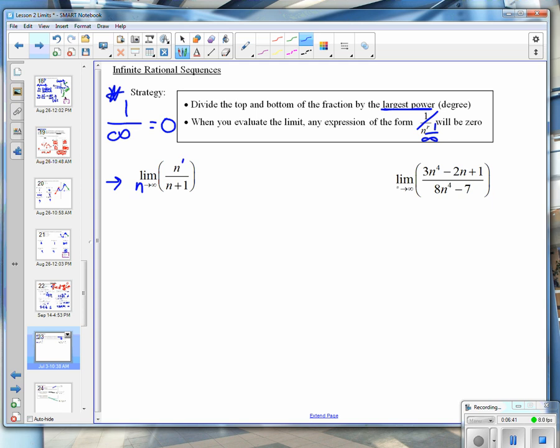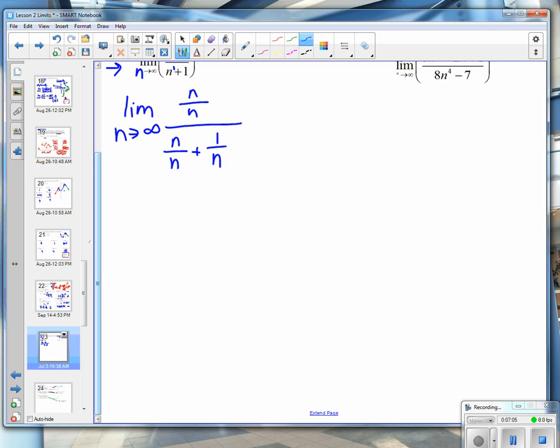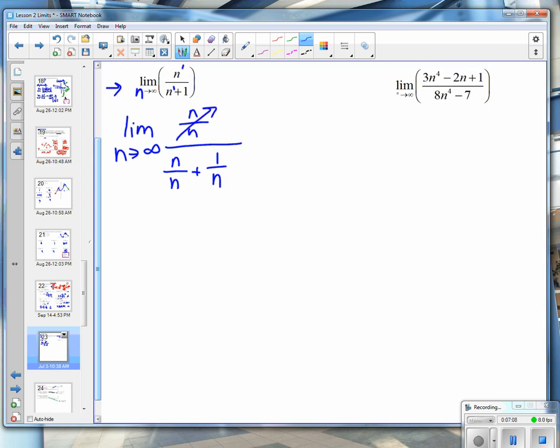Well, obviously it's just n, right? Because this is all n to the power of 1. And we're going to divide every single term by n to the power of 1. So I've got n over n divided by n over n plus 1 over n. So you're seeing that we're dividing everything by that n. And what you're going to notice is that we can simplify some stuff, right? n divided by n is just going to be 1. So this is going to be the limit as n is approaching infinity of 1 over 1 plus 1 over n.